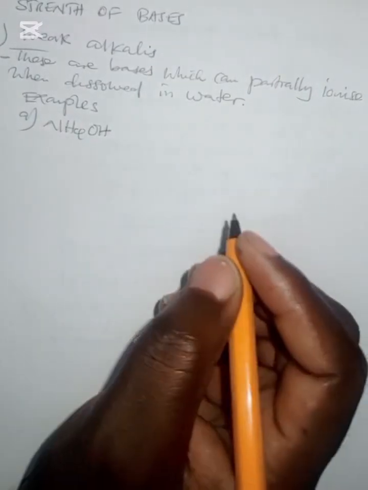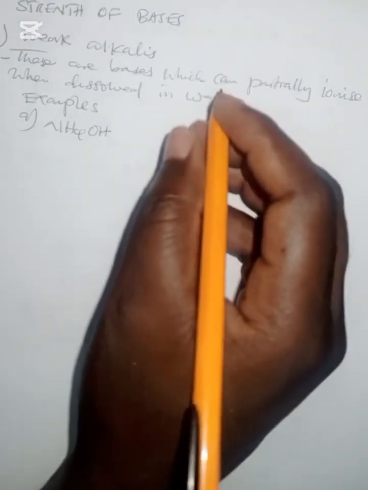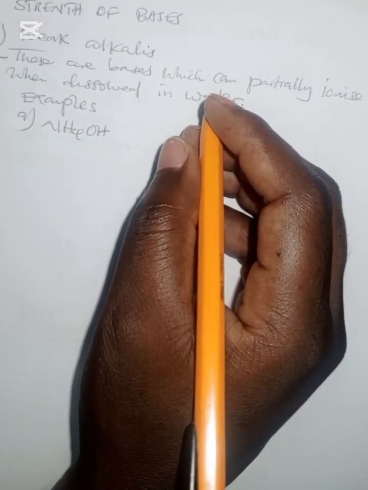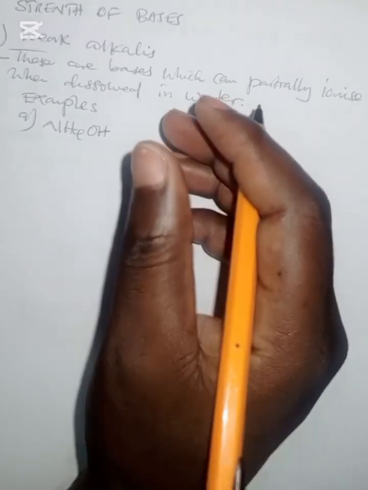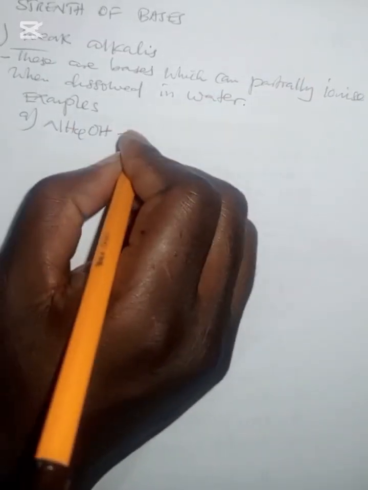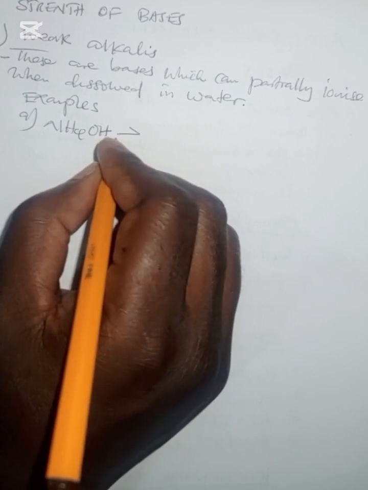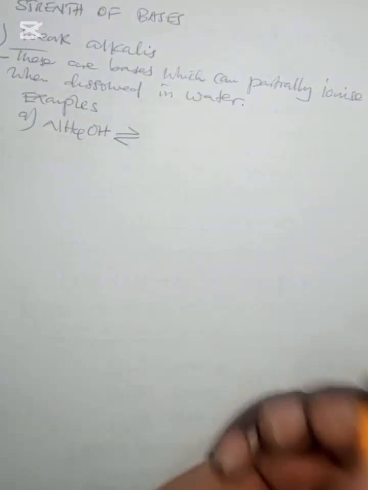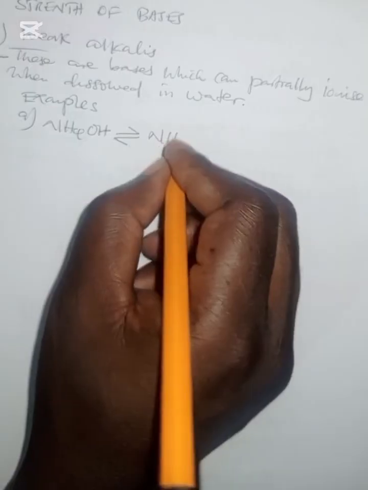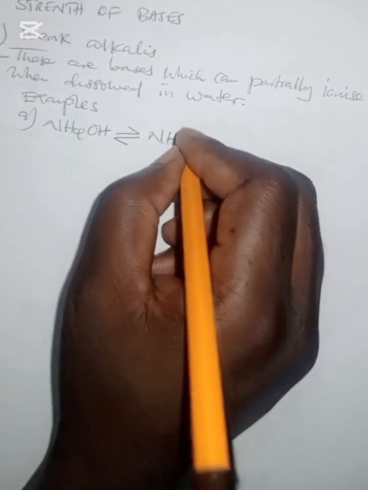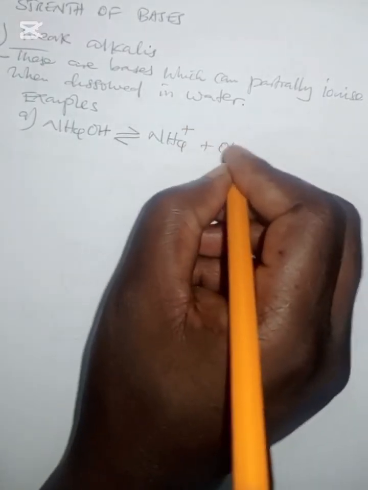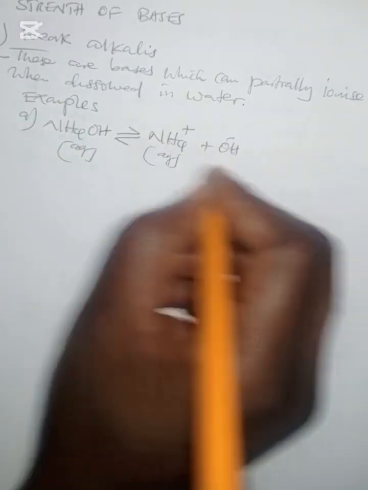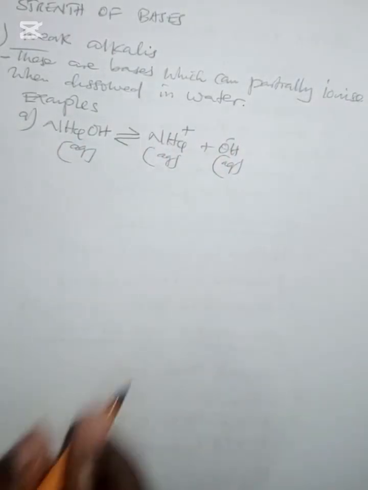And please take note that when it comes to weak bases, we normally show their ionization using half arrows pointing in both directions. So in this case, we're going to have a half arrow pointing in that direction and the other one pointing in the opposite direction. So this is going to give us ammonium ion plus hydroxide minus. So this is still aqueous, this is aqueous, and this is aqueous.